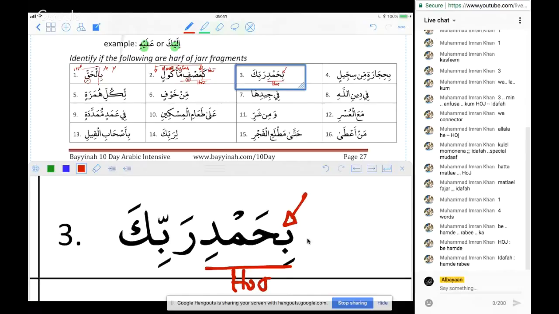That's very good. This is idafa. Excellent. This is idafa. Hamdi Rabbi. Hamdi is light. It has no al, and it is followed by an ism, which is Rabbi. Jar. It's an idafa with a normal ism. Right? Excellent. That's very good.